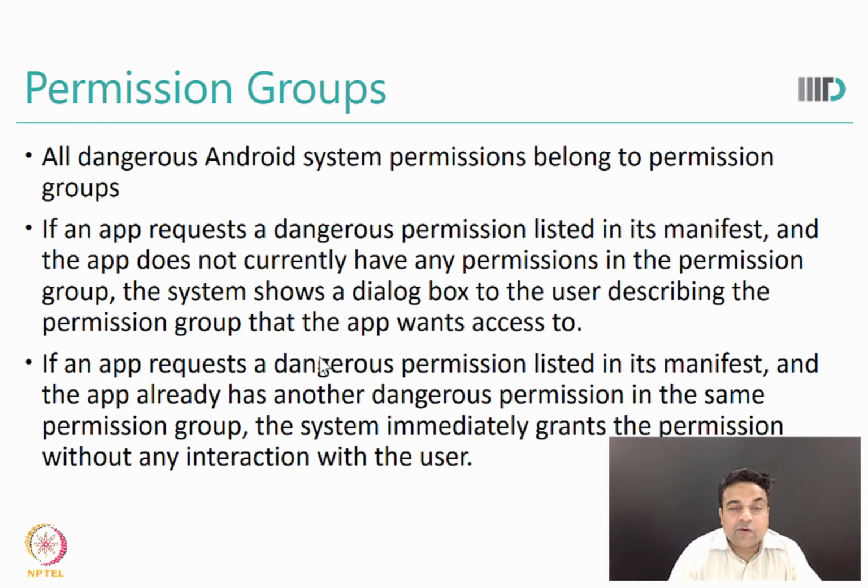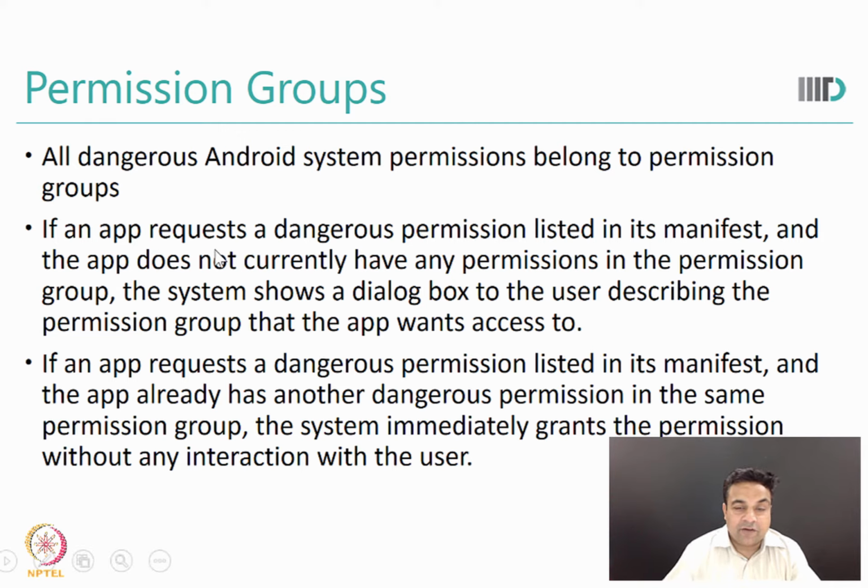Now, if an app requests a dangerous permission listed in its manifest and the app does not currently have any permissions in the permission group, the system shows a dialog box to the user describing the permission group that the app wants access to. On the other hand, if an app requests a dangerous permission listed in its manifest and the app already has another dangerous permission in the same permission group, the system immediately grants the permission without any interaction with the user.